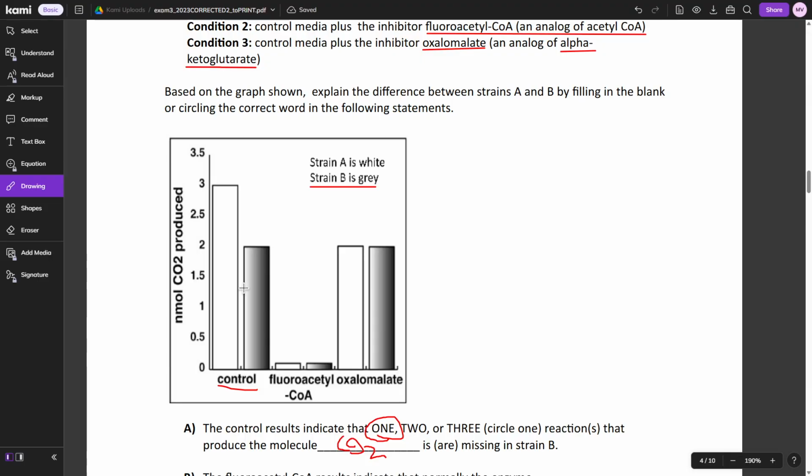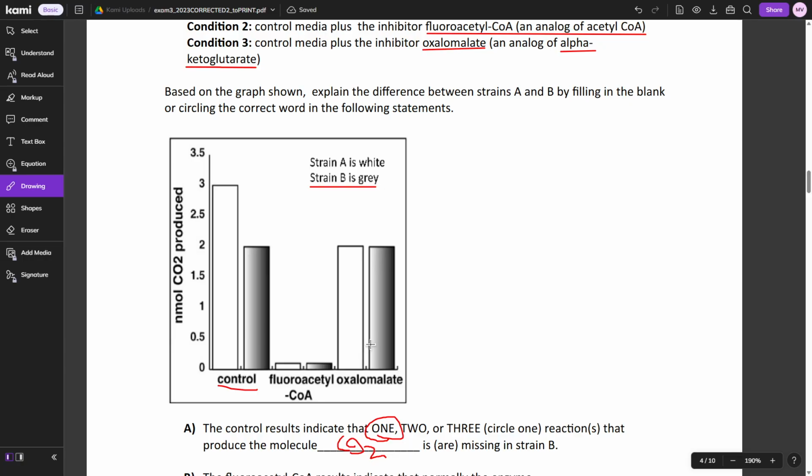Nothing is wrong, so we can go through the cycle perfectly fine. And we're still only producing 2 CO2s, right? If we look at strain B, I think I get it. You get it now, okay. Just to reiterate though, we go through the cycle and we only make 2 CO2s in the control.